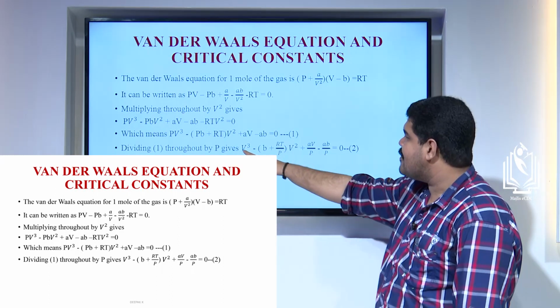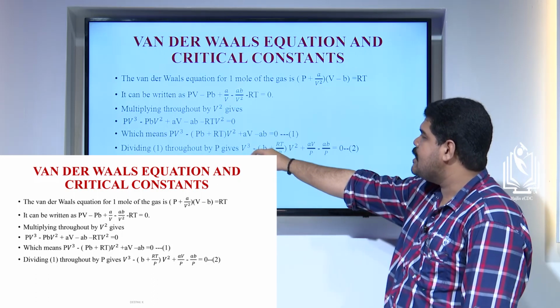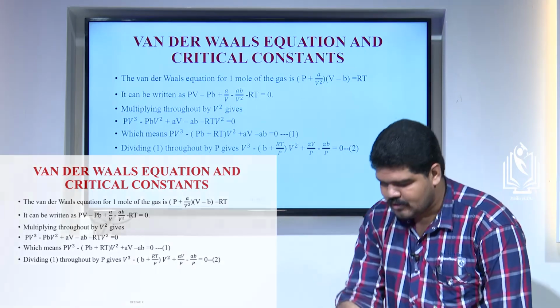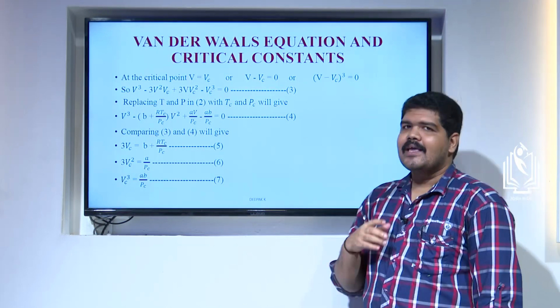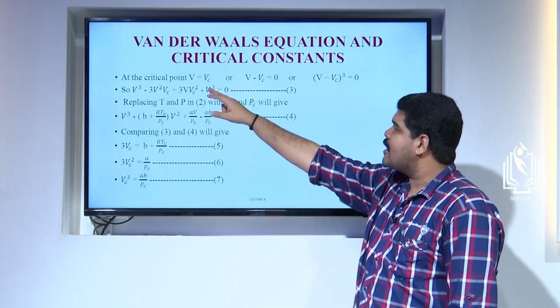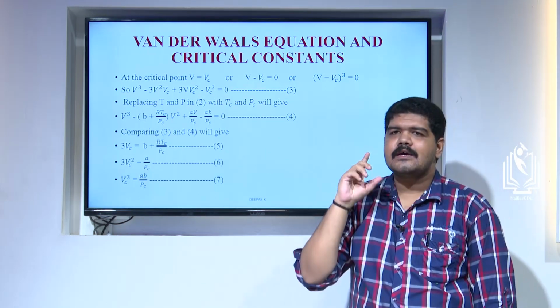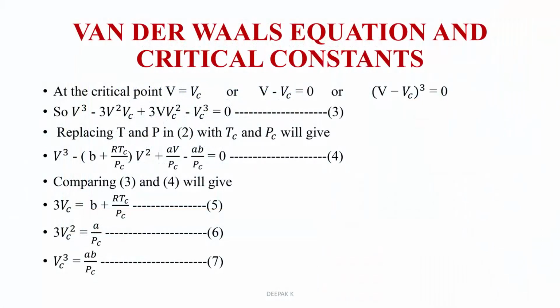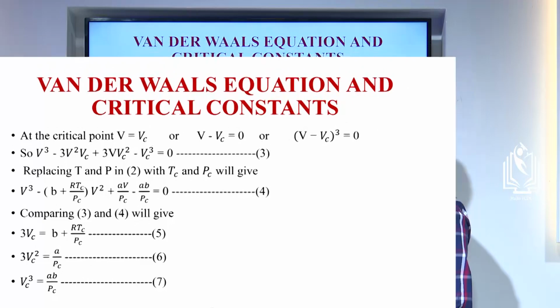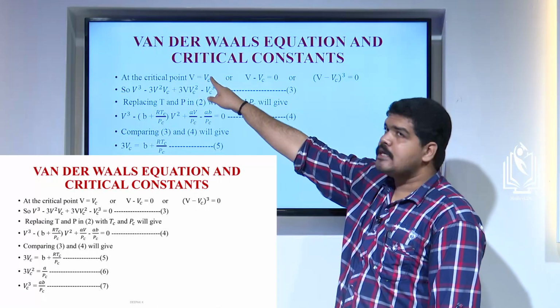So, it is a 3 variable cubic equation, V cube is there. So, it is a cubic equation. And now we are applying the condition for critical. At the critical point you saw that there is only one volume for a particular temperature and pressure, all these 3 values A, B and C become same, and it will be 1. So, at the critical point V is equal to Vc.